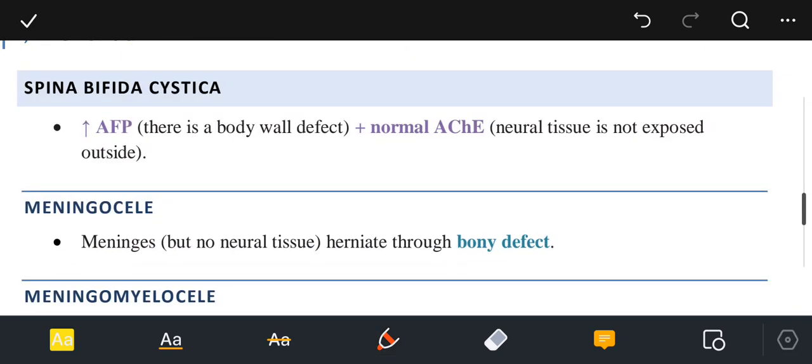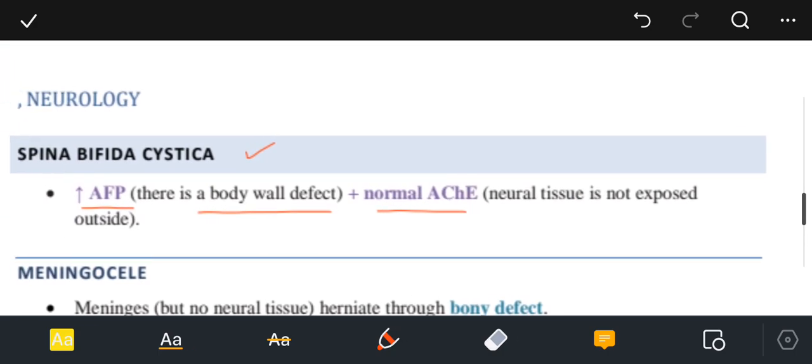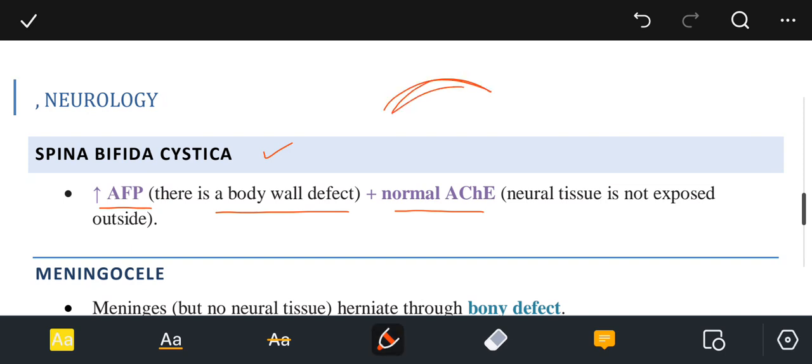Then spina bifida cystica: there will be increased alpha fetoprotein, there is a body wall defect with normal acetylcholinesterase, and neural tissue is not exposed outside. So spina bifida cystica is a condition in which we have increased alpha fetoprotein, but the acetylcholinesterase level is normal because the neural tissue is not exposed outside, like it is covered by the skin. So it has subtypes called meningocele and myelomeningocele. So remember, if the skin is intact and there is some problem underlying, with herniation of the meninges or maybe also the spinal cord, but the skin is intact, that is called spina bifida cystica.